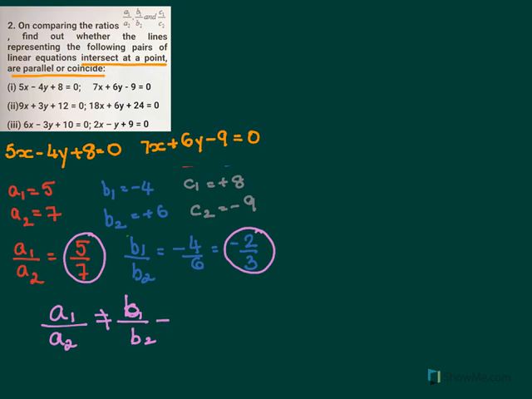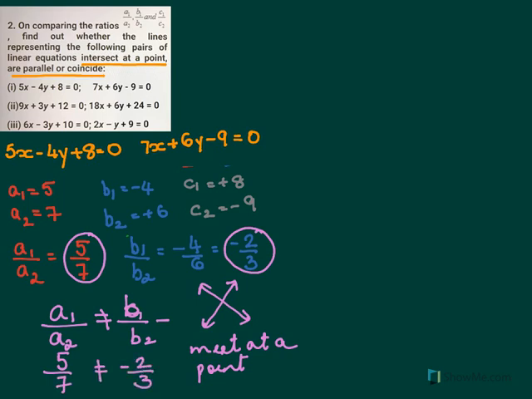And if this is the case, the lines come like this, intersecting lines, and if they are intersecting lines, they meet at a point. This is the condition for intersecting lines, and they meet at a point. Here we can write, since 5 by 7 is not equal to minus 2 by 3. We go to the next one.